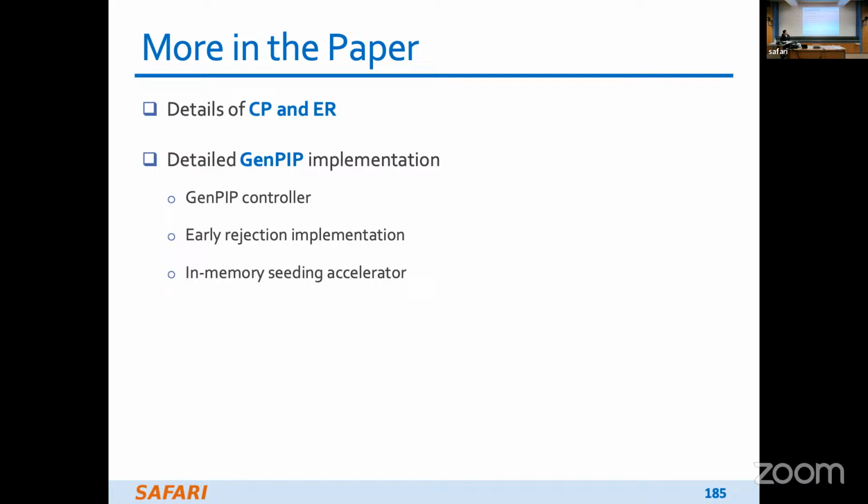There are also more detailed GenPip implementations, including the GenPip controller, the early rejection implementation, and the in-memory seeding accelerator. Because we have different read sizes, we need to take the seeds from each read. Then we design a scheme to feed the seeds efficiently to the processing-using-memory string matching operations. There are also results of applying the chunk-based pipeline and early rejection in the CPU and the GPU.